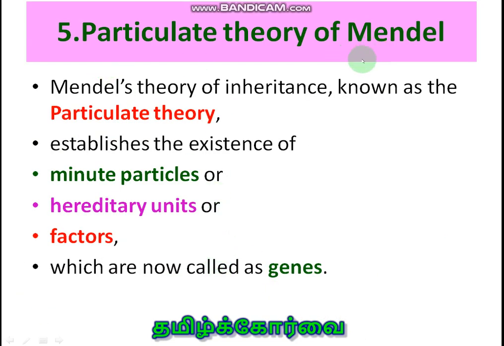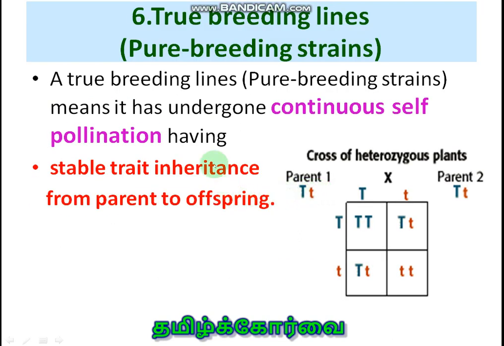Particulate theory of Mendel. Mendel's theory of inheritance is known as the particulate theory because he established that the characters are determined by some factors. They are called hereditary units and also called minute particles. Now we have discovered these particles are nothing but genes. So his theory is said to be the particulate theory of inheritance.